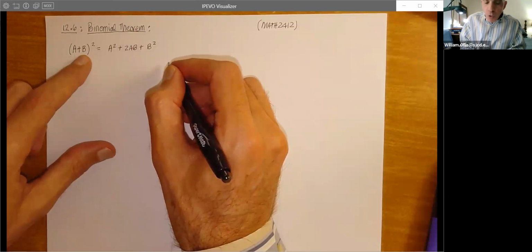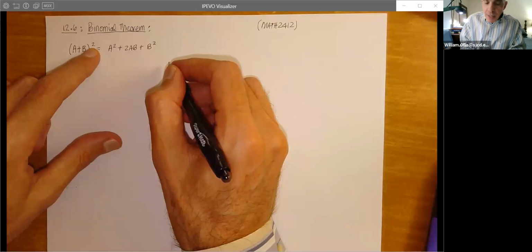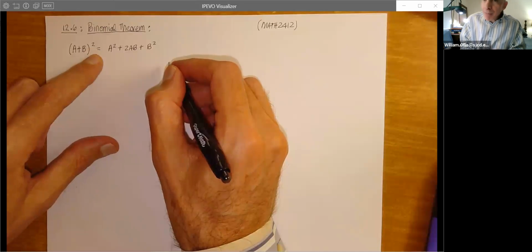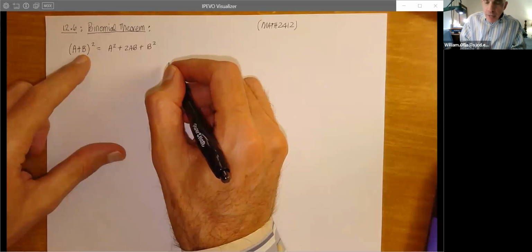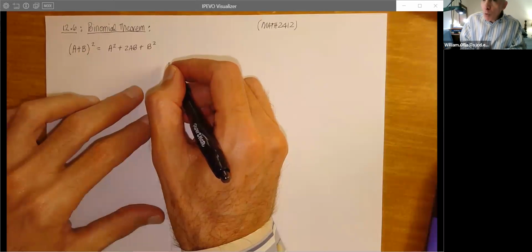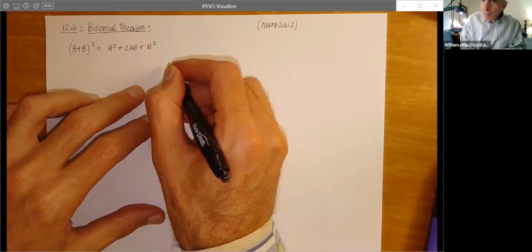But as we get more and more terms, that is, as the positive integer here gets larger, that begins to be really a lot of work. Not that we mind a lot of work, but if there's a way to make the process more efficient, we would certainly want to be able to do that.